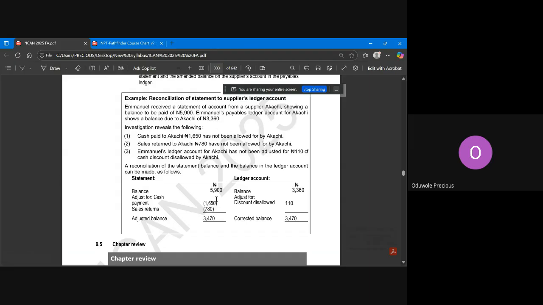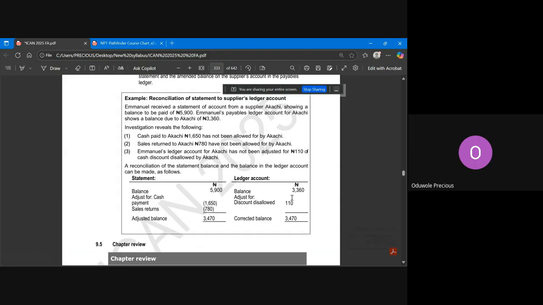So you first minus the 1,600, because we sent it, it does not concern us. Next, goods returned to Akachi is 780, not yet allowed by Akachi. Returns means you returned some goods back to Akachi, so it also reduces the debt. Then say the control account for Akachi has not been adjusted for 110 of discounts. Price discount allowed by Akachi. That means Akachi gave him some discount.